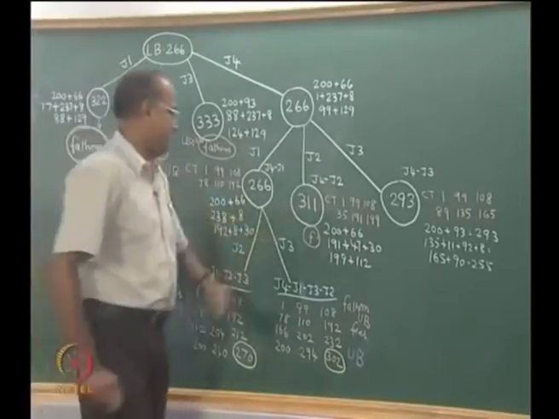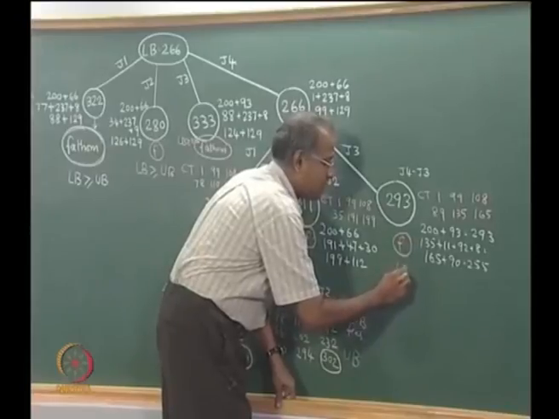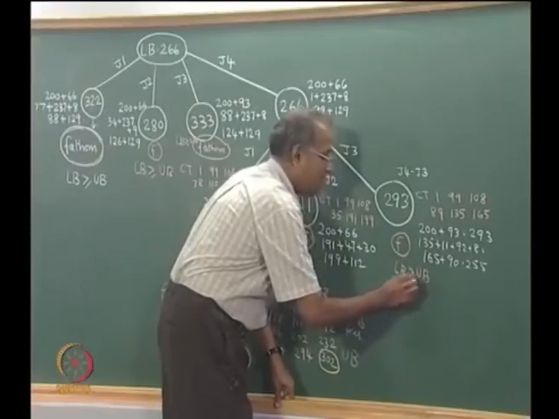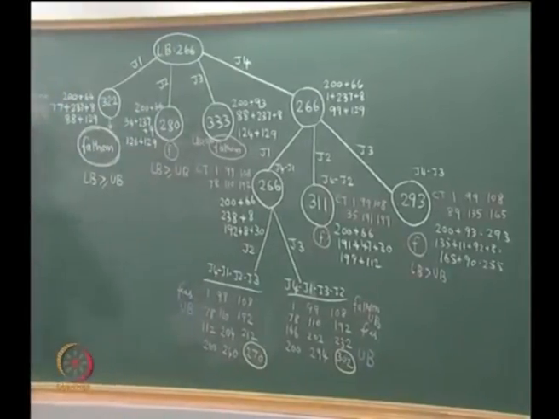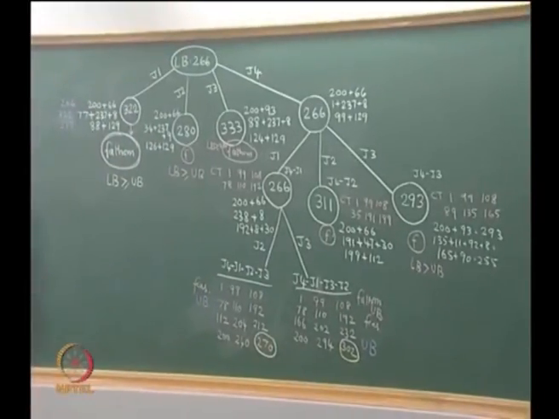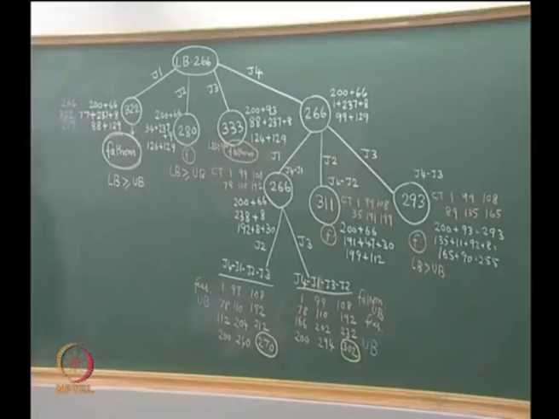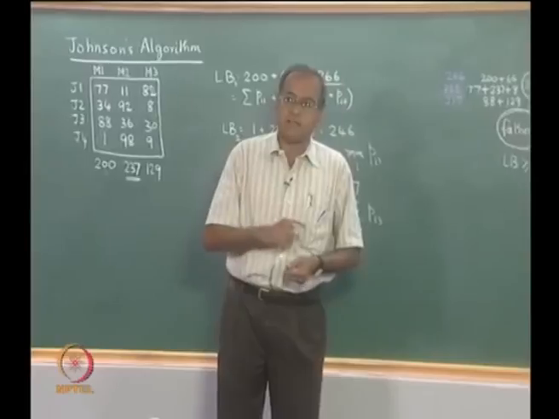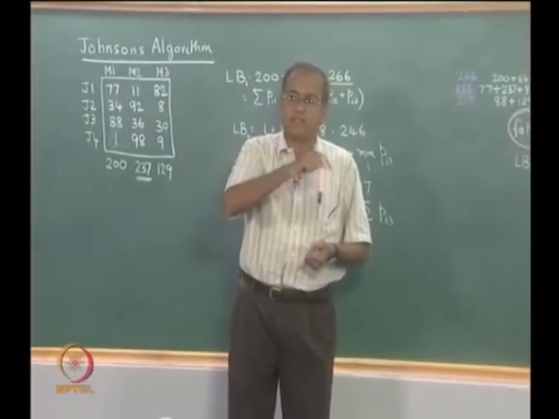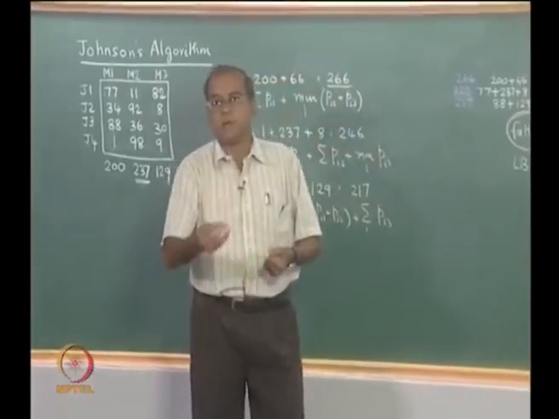Now, proceeding here, which is the one that is available, 293 can also be fathomed with lower bound greater than upper bound. So, now we realize that there is no active node in this network. So, we cannot proceed any more from this network because all the nodes have been fathomed. They have been fathomed either because they give a feasible solution, or they have been fathomed because the lower bound associated with that node is greater than or equal to the current best upper bound.